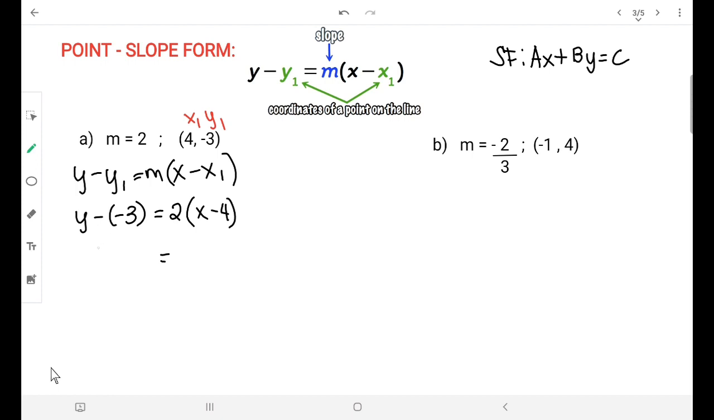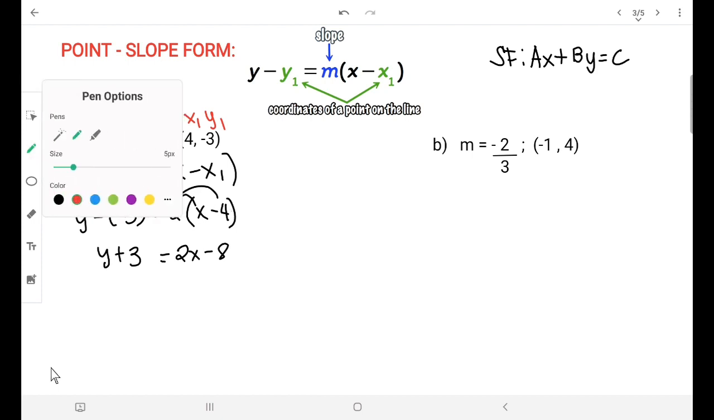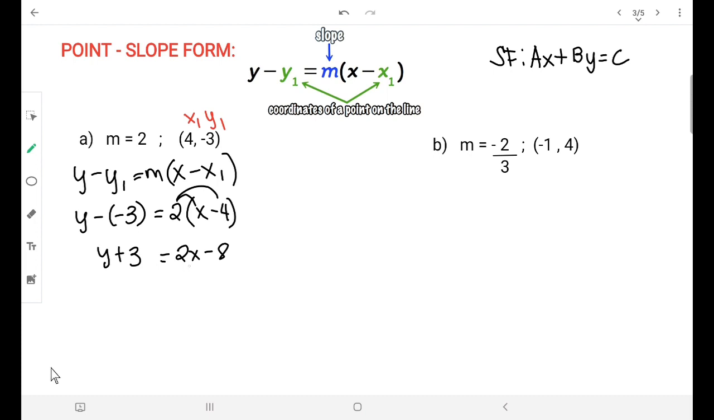Negative times negative is positive. So y plus 3. 2 times x, 2x. 2 times negative 4 is negative 8. So we just distributed this term to the terms inside the parentheses. And what are we going to do here? We have to put the constant to the right-hand side, and the x term to the left-hand side. So we just need to add negative 2x to both sides. So this becomes 0. And also 3. Negative 3. Add negative 3 to both sides. So this becomes 0. So we'll have negative 2x plus y equals negative 8 minus 3 is negative 11.